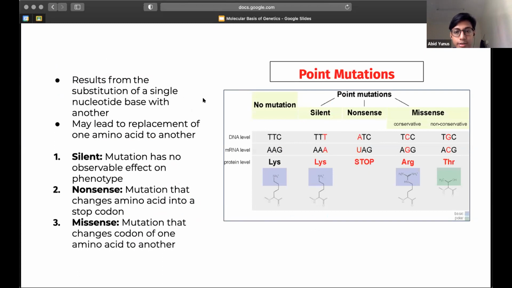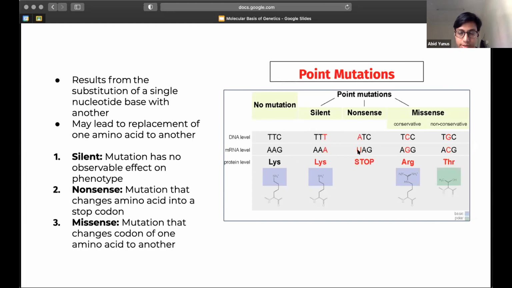In silent mutation, the mutation has no observable effect on the phenotype. For example, in this one, you can see that thymine, cytosine is changed into thymine. However, at the end, the product is still lysine, so it has no effect, because we know that one amino acid can be encoded by many codons, right? A nonsense mutation is a mutation that changes an amino acid into a stop codon.